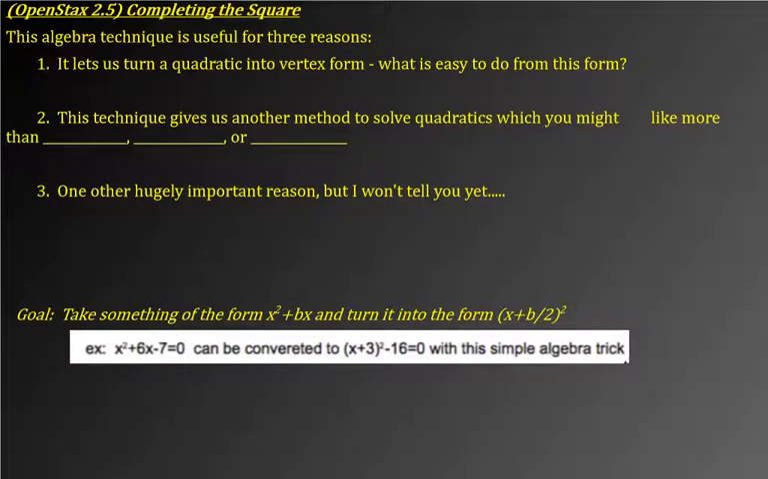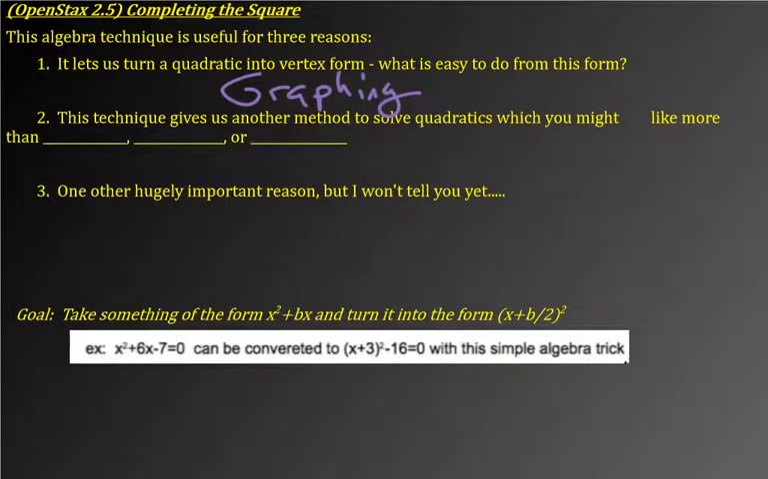And technically it's got like three uses. So first, it lets you turn a quadratic into vertex form. And what's easy to do in vertex form? Well, graphing. So whenever you complete the square, you'll take a quadratic like this, and it can be converted into this one. This is actually specifically the same one here. And this could be useful for graphing because the vertex here is (-3, -16), and maybe that is something you want to do, graph it or something. So one thing that it's nice for is it does turn it into vertex form.